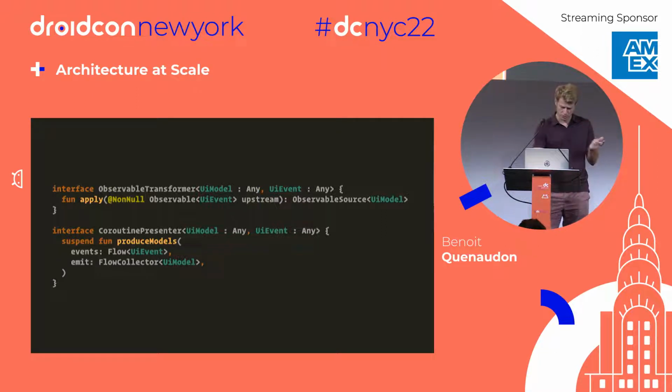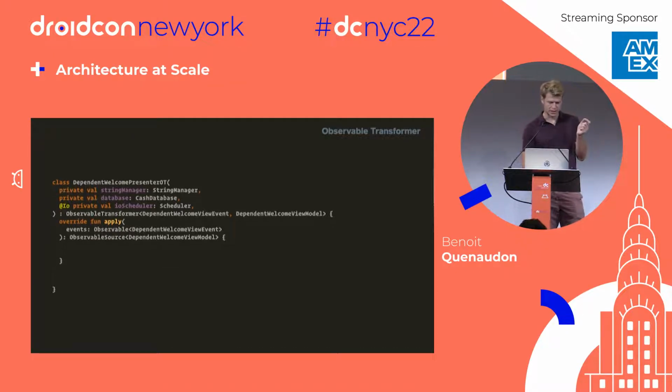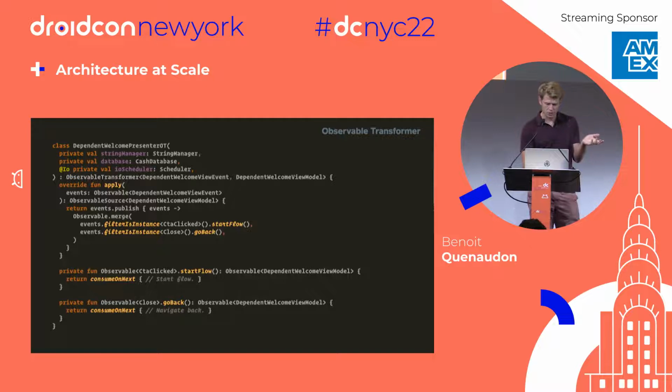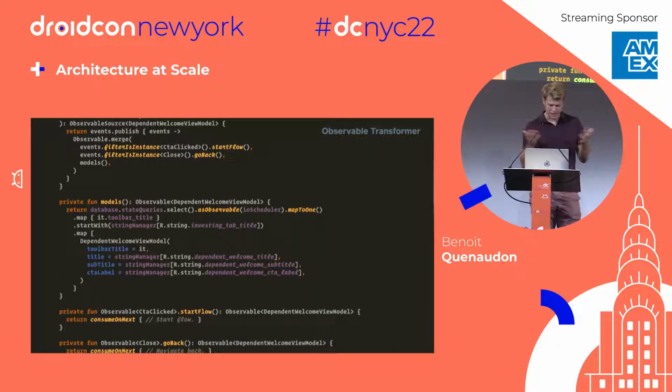But in observable transformer, this is how it would look. We would inject everything. Here we hook up the events. So we filter: if we have a CTA clicked, we start a flow. If we get a close, we go back. Nothing fancy. And then we have the models. We listen to the database, get the text value that we want, start with the default one, and emit something. So this example is pretty simple.